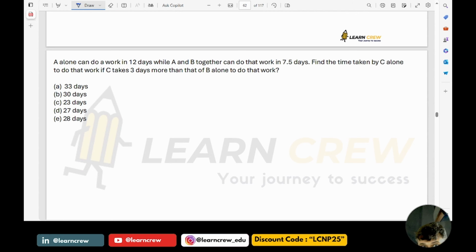Next, A alone can do a work in 12 days. A and B can do that work in 7.5 days. Find the time taken by C to do that work, if C takes 3 days more than that of B. B alone can do the work in how many days? 12 into 7.5 by 12 minus 7.5, which is 20. So C alone takes 20 plus 3, 23 days. 23 days is the answer. Next.